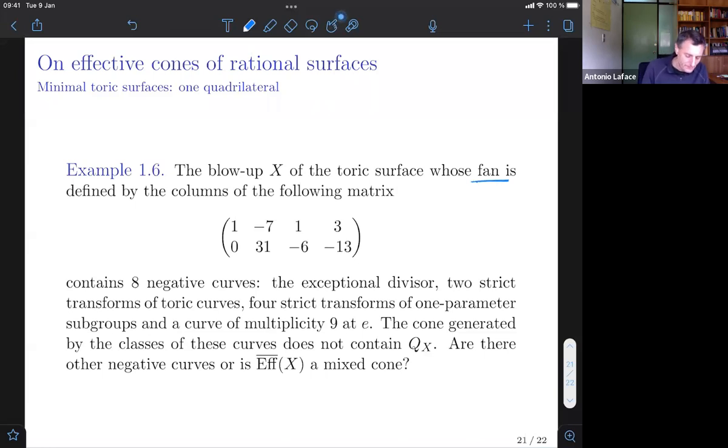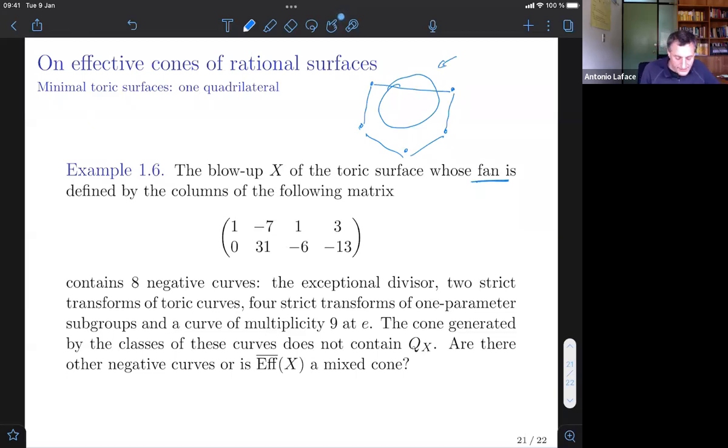But this time, if you take the convex hull of the classes of these curves, then it does not contain the light cone. You have something like this. So when you take the convex hull, this time you are cutting the Q of X. So this convex hull cannot be the whole pseudo-effective cone, and we have no idea what is going on here, if the cone has a mixed behavior or not.